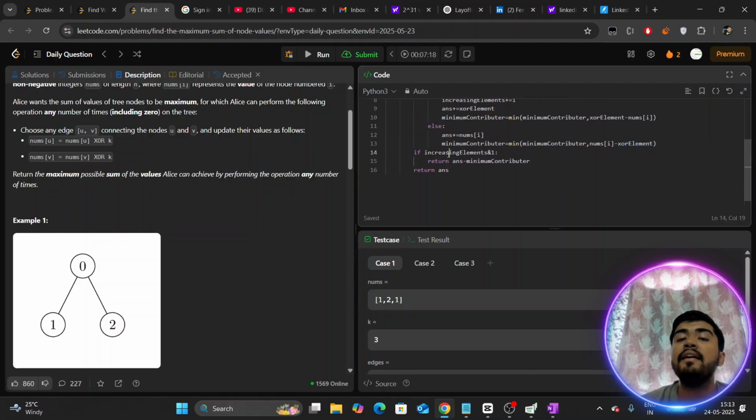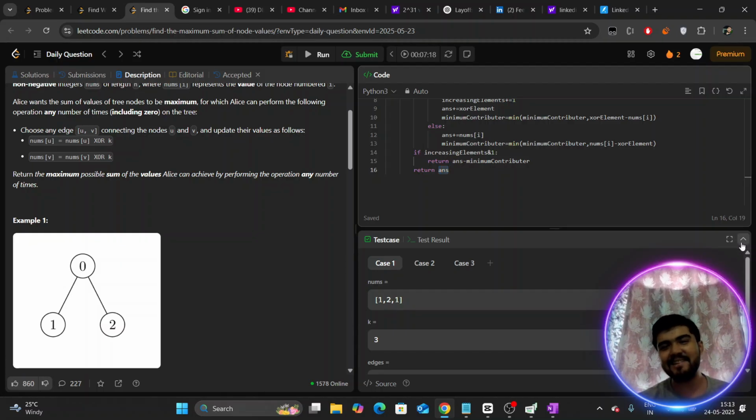And now if my increasing elements count is odd, that means we have to go for the second approach. So I have to omit the minimum contributor's contribution from my answer, and I know which variable is storing it. It's stored in minimum contributor contributions. So this variable is storing the minimum contribution to my answer, and I am going to take a hit on this. So I take the hit by omitting this from my answer, and I return. And if all are even, then I return the answer we have generated. We are very happy to return that only.